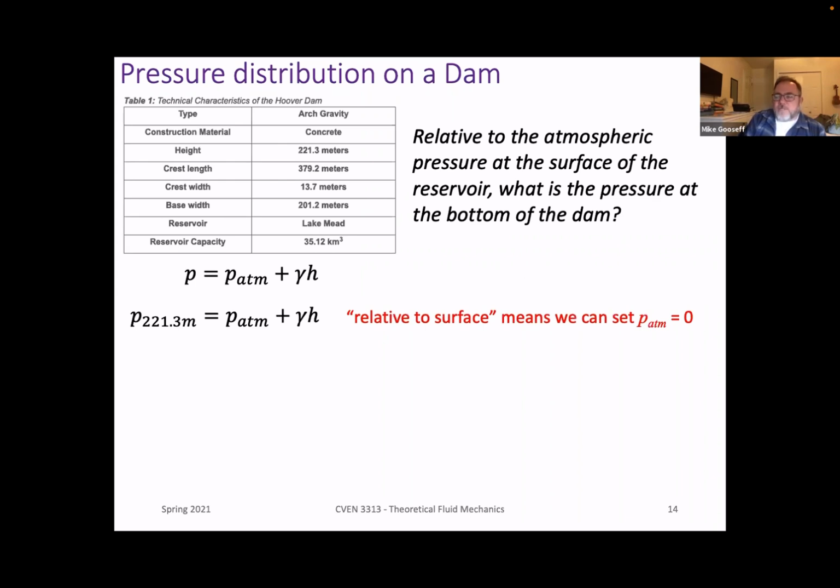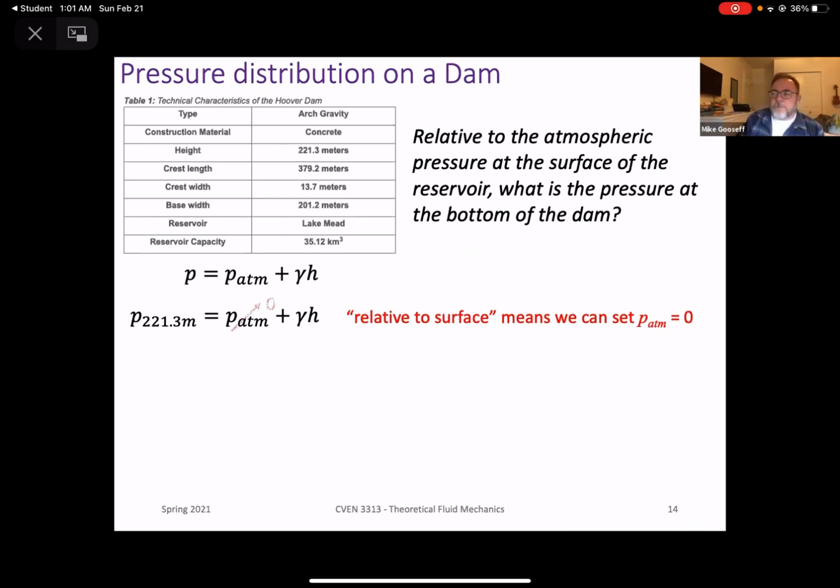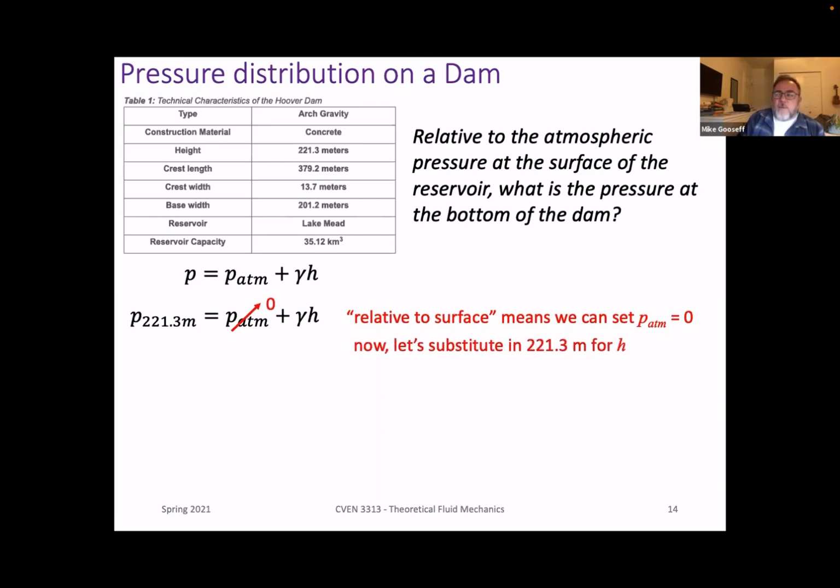And when we say relative to the surface, that means that we can set the atmospheric pressure in this equation to 0. Because we just want to say, what is our added pressure? If we're at the surface, we're already experiencing that pressure of the atmosphere. So when we go down, how does it increase from there? We're going to use that as sort of a 0 or a reference point. All right. So we're going to set that to 0. And now we can simplify this equation even more, right? We're going to calculate the pressure on the left-hand side. The right-hand side, this H is basically 221.3 meters, right? The total height of the dam.